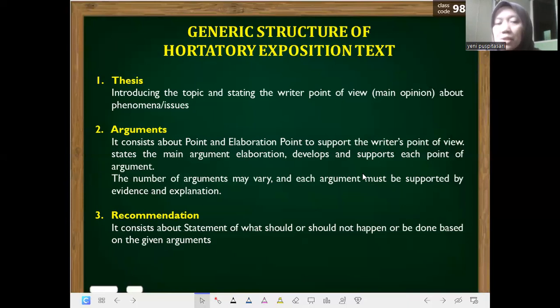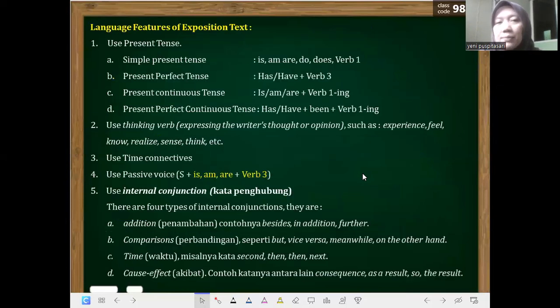Okay, the last structure is recommendation. It consists of statement of what should or shouldn't happen or be done based on the given arguments. Okay, next, let's talk about language features of exposition text. The first one is exposition text use present tense. We can use simple present tense, present perfect tense, present continuous, or maybe present perfect continuous tense.